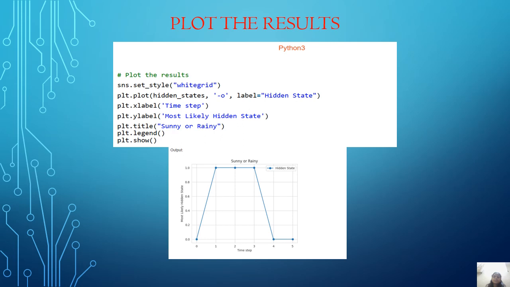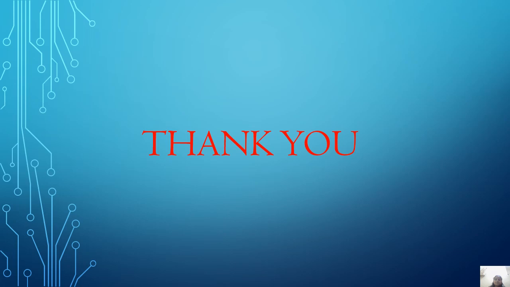Then you're going to plot the graph for the Python code. So that is sns.set_style, where you're going to set the white grid. Then plt.plot of hidden states, minus o. Label is equal to hidden states. Then you're going to use plt.xlabel, that is the x-axis, plt.ylabel, y-axis, and plt.title, sunny or rainy, and plt.legend and plt.show to print. Thank you.